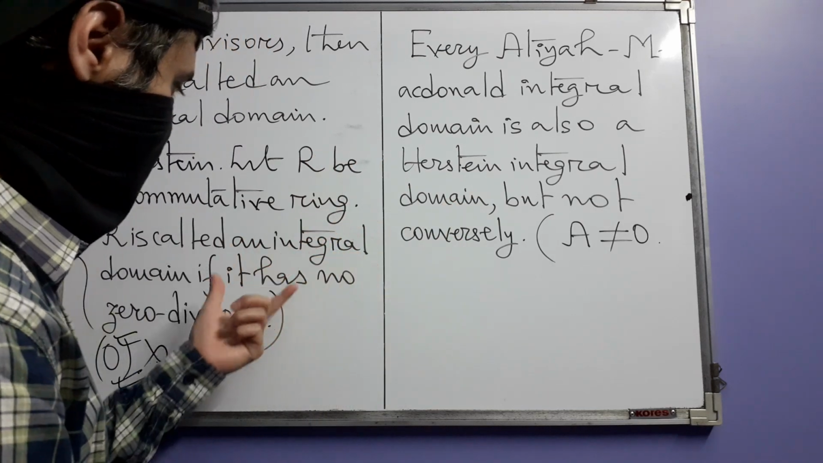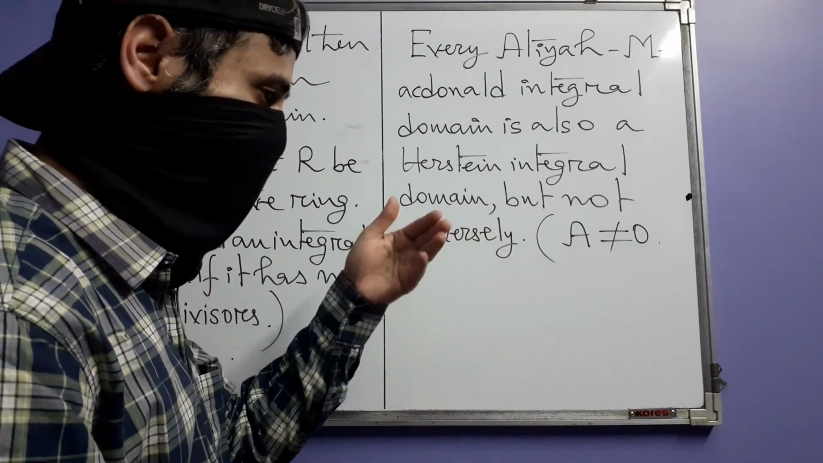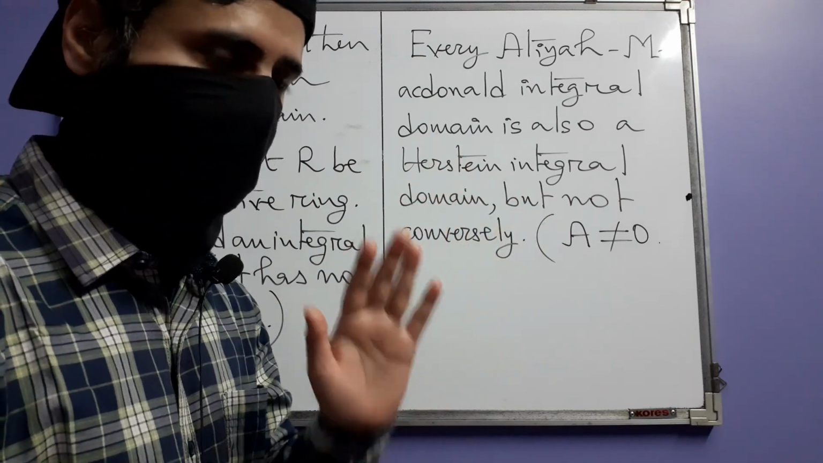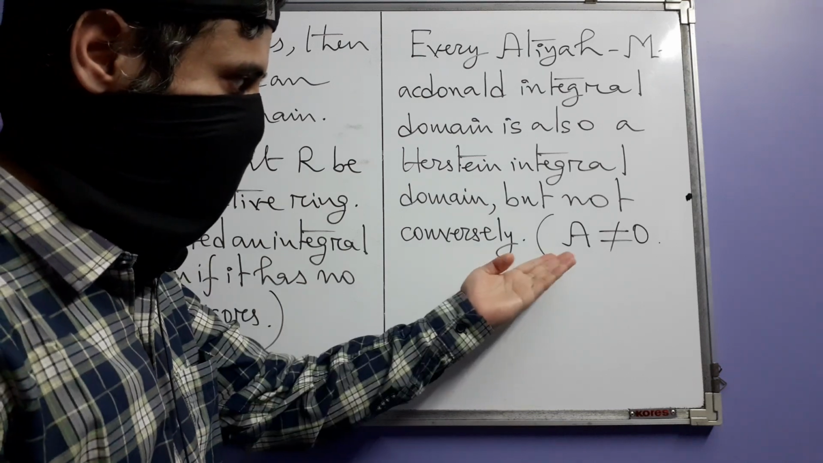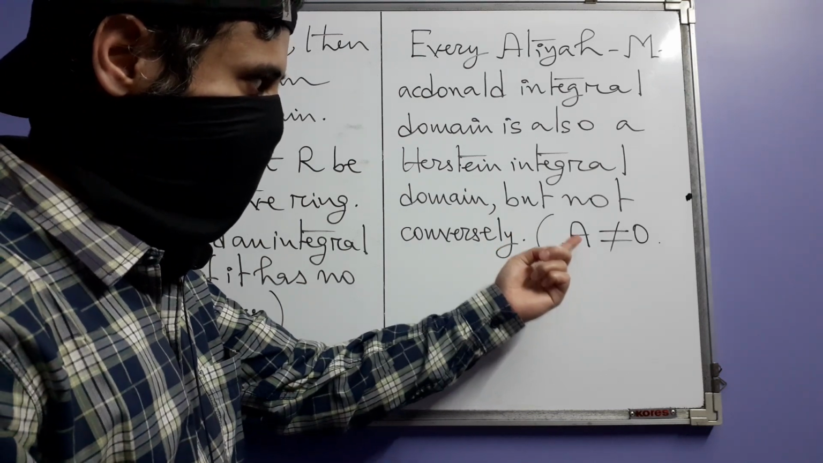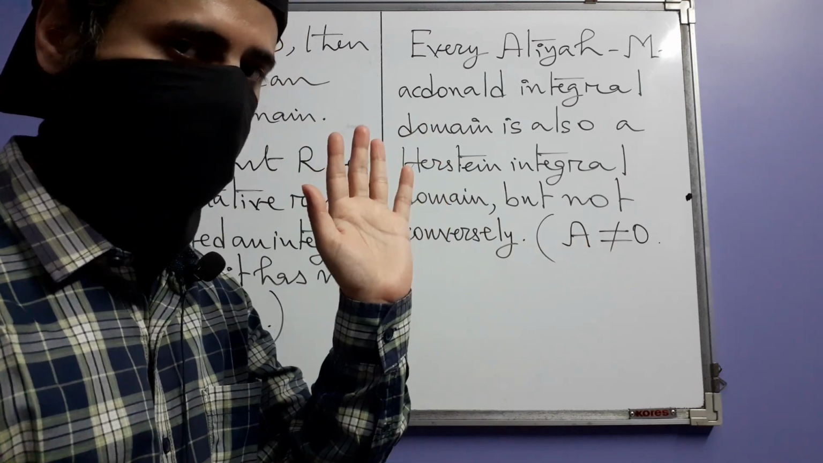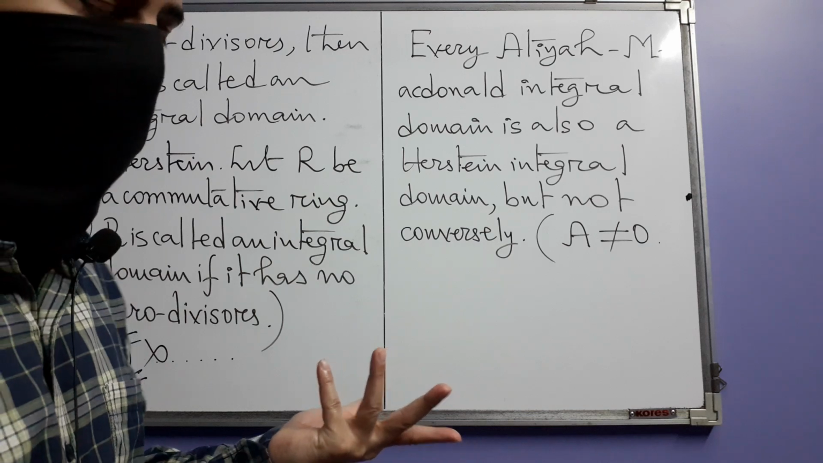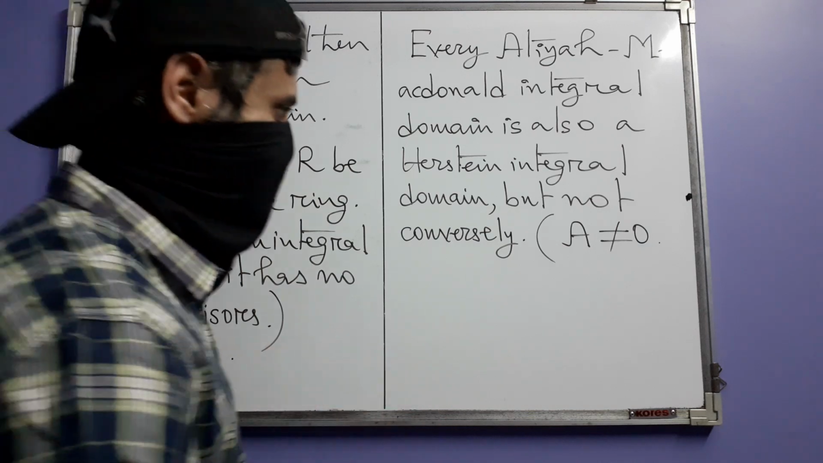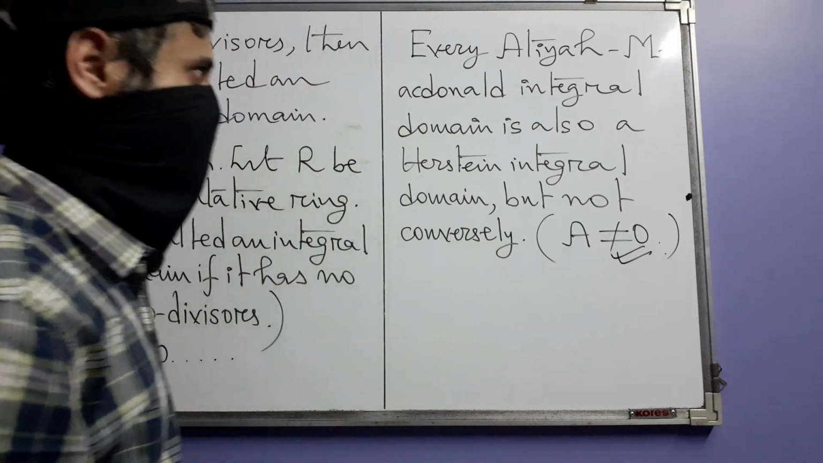And Herstein's sense matches with Atiyah-Macdonald's sense for non-zero zero-divisors. That means we do not need any non-zero zero-divisors. Yes, that is true. The only zero-divisor according to Atiyah's sense in such a ring is 0, which Herstein doesn't call a zero-divisor. So that's it. That's how we have this.